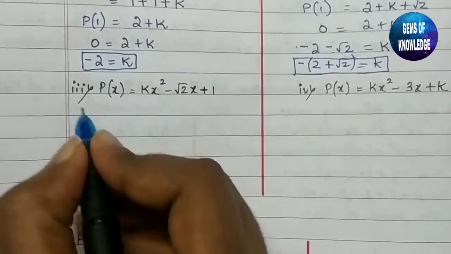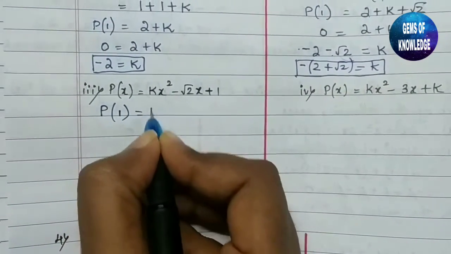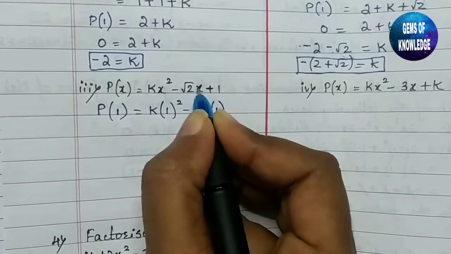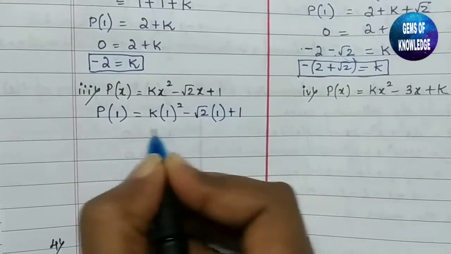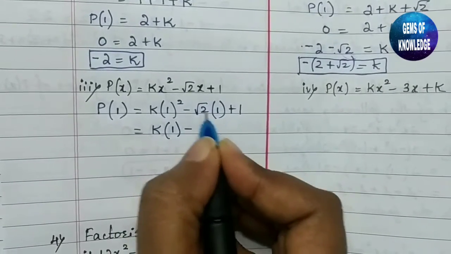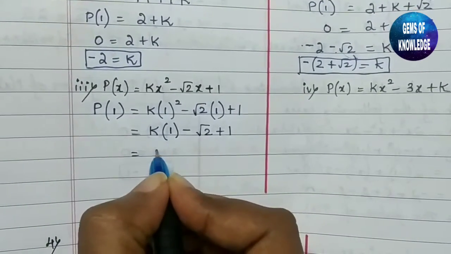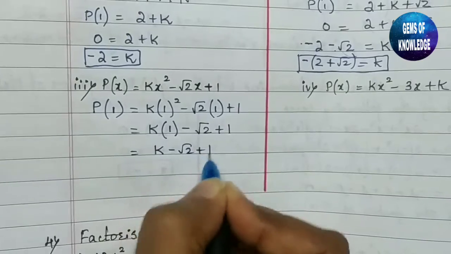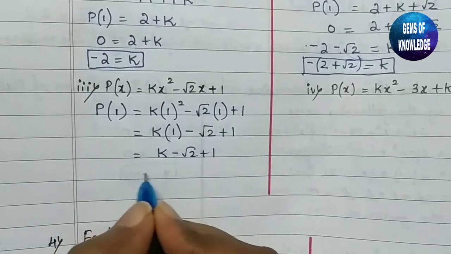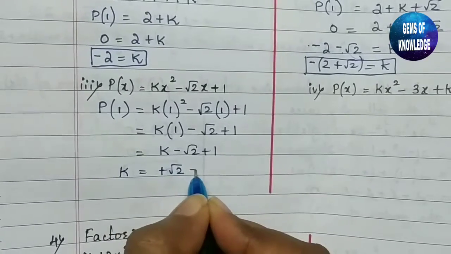So the next question, again we can write p of 1, where you substitute the value 1, which is equal to k into 1 square minus root 2 into 1, plus 1. In place of x I have written 1. So you are getting k into 1 square is 1, minus root 2 into 1 is root 2, plus 1. So you are getting k into 1 is k, minus root 2 plus 1. When you bring this minus root 2 and this plus 1 to this side, you are getting k is equal to plus root 2 minus 1.